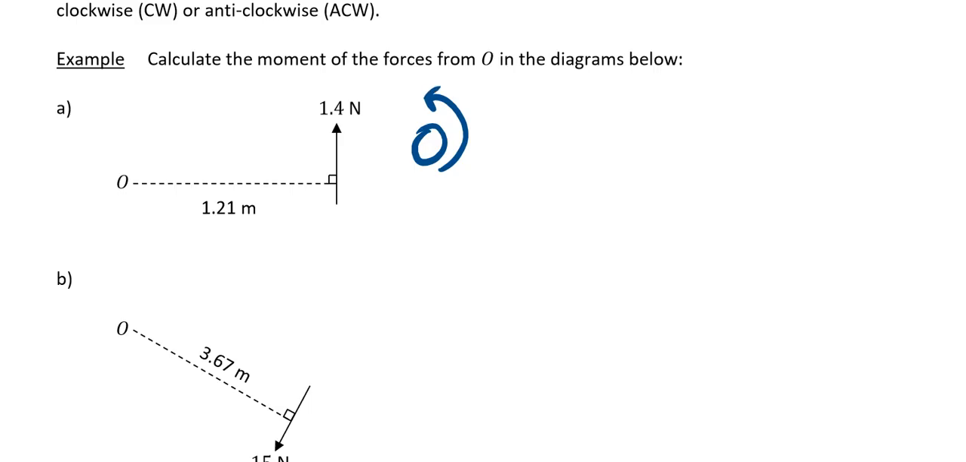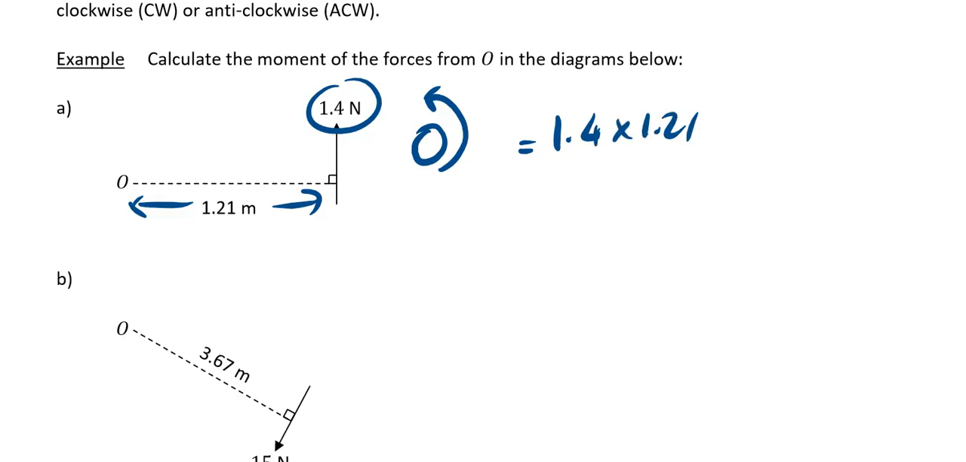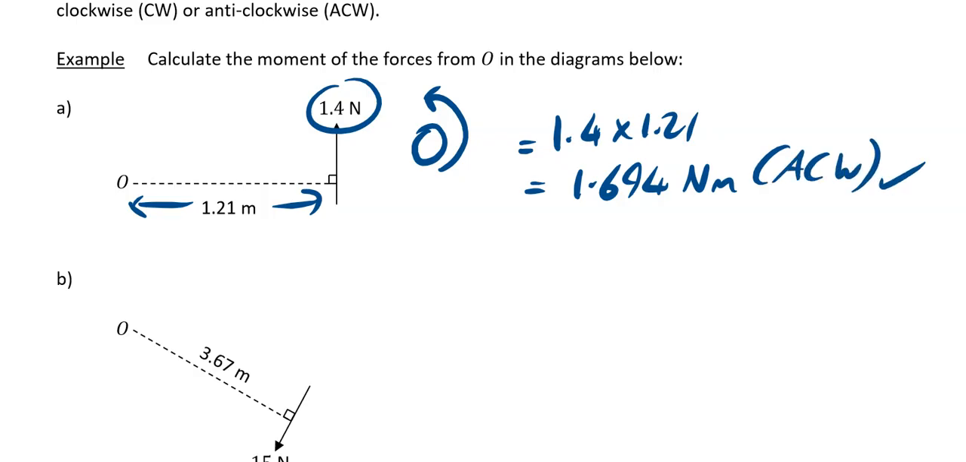Now you can see my arrow is going anti-clockwise, against the direction the hands of the clock go. If I do that, my force is 1.4, and the perpendicular distance is 1.21. And if you do that, you get 1.694, and that's going to be Newton meters, and that was anti-clockwise. And that's it. Okay, the next example confuses people a wee bit.